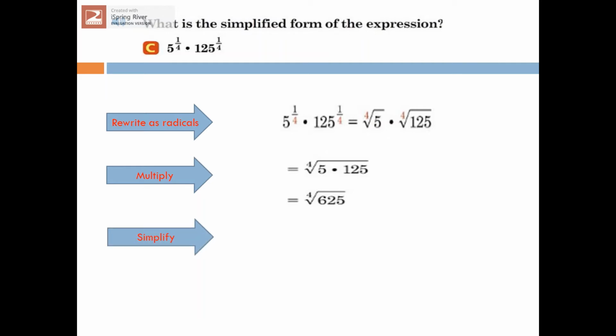Next step, simplify. What is 4th root of 625? Or what number multiplied 4 times by itself? The answer is 625. Yes, and that is equal to 5.